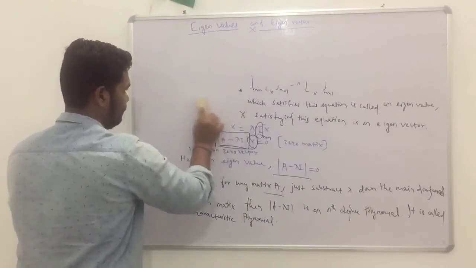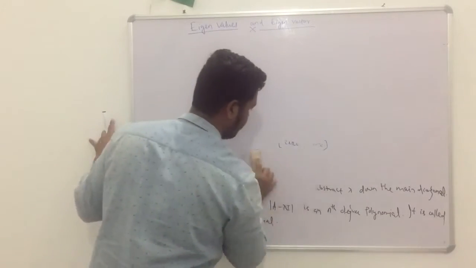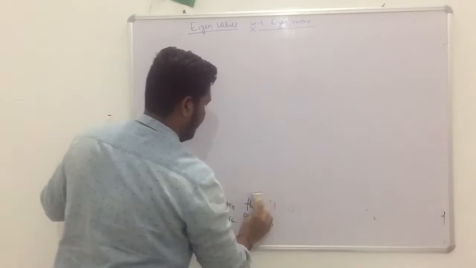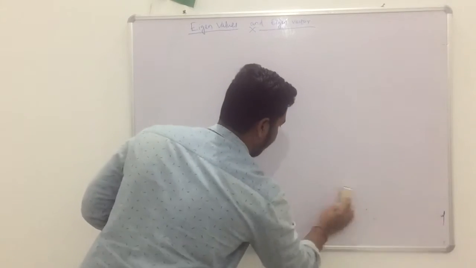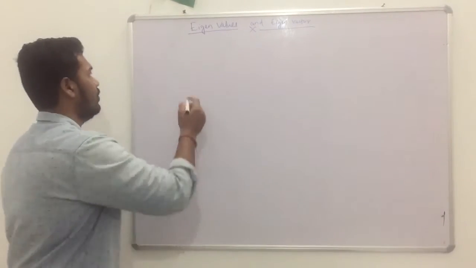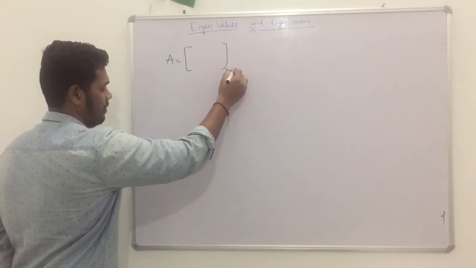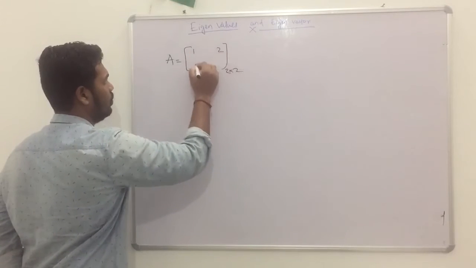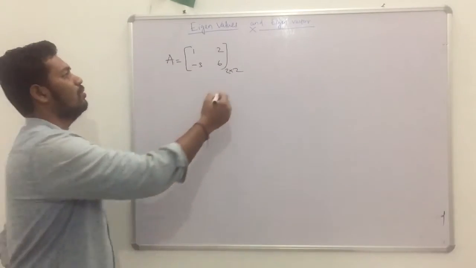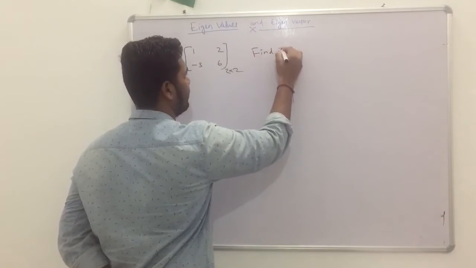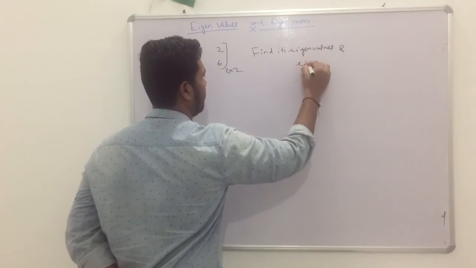Let's take a 2 cross 2 matrix to understand these concepts, and later on I will give you a 3 cross 3 matrix to find its eigenvalues and eigenvectors. So let's take a 2 cross 2 matrix as [1 2; -3 6]. For example, the question is to find its eigenvalues and eigenvectors.